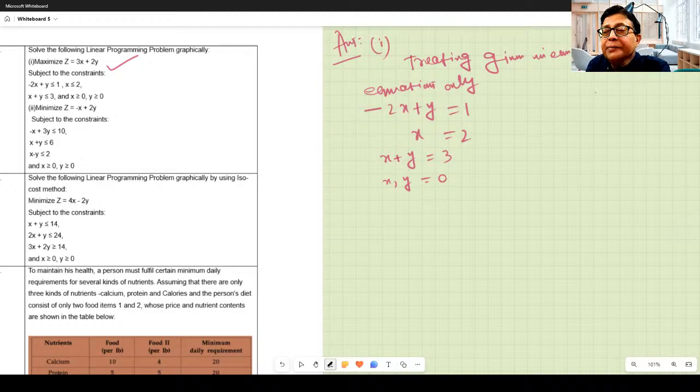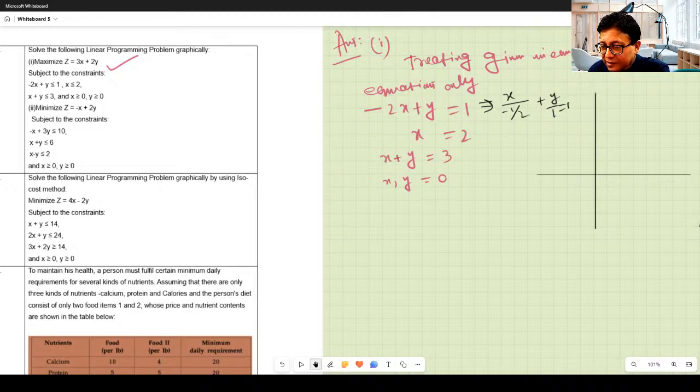So let us take this one as y-axis and this thing as x-axis. As I told you in the last class, you express the line in intercept form. You write x by minus half, y by 1 equal to 1. First you write this intercept form, minus half, minus 0.5.